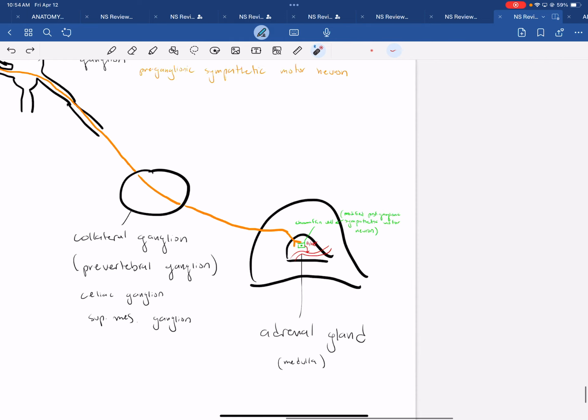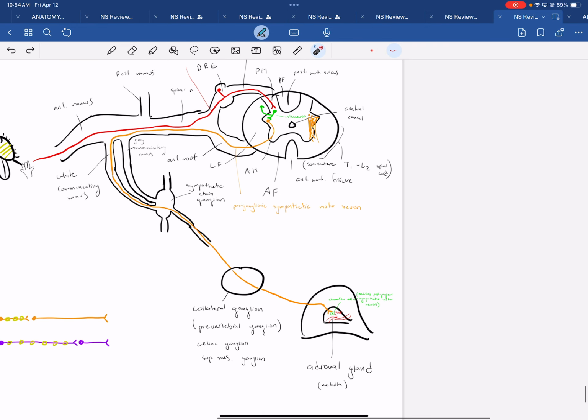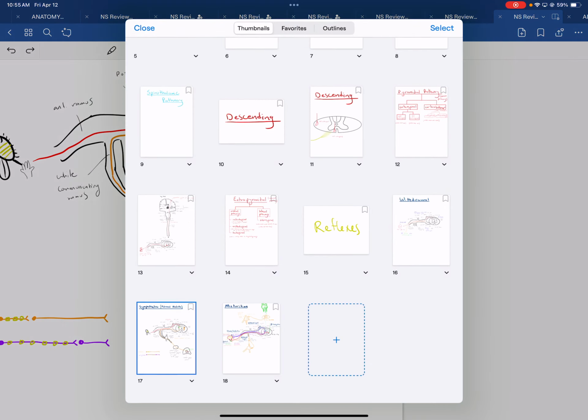So that's the end goal for any of these pathways: that postganglionic sympathetic motor neuron is going to stimulate some effector so that you can deal with the threat, right? So it's going to increase the heart rate, or bronchodilate the airways, or increase blood flow to the muscles or something like that, right? This is just one pathway. Let me show you the other ones though.